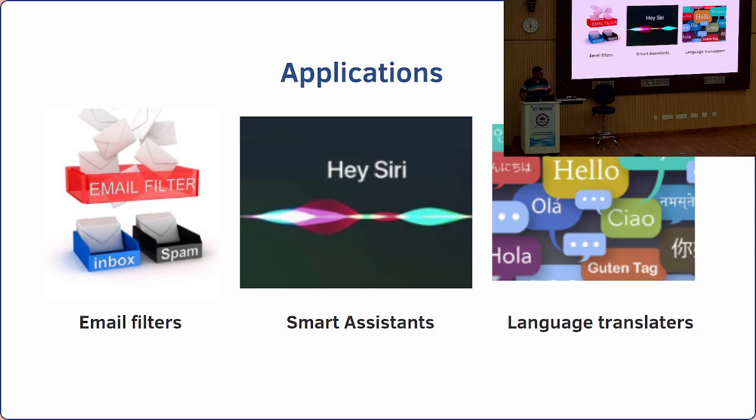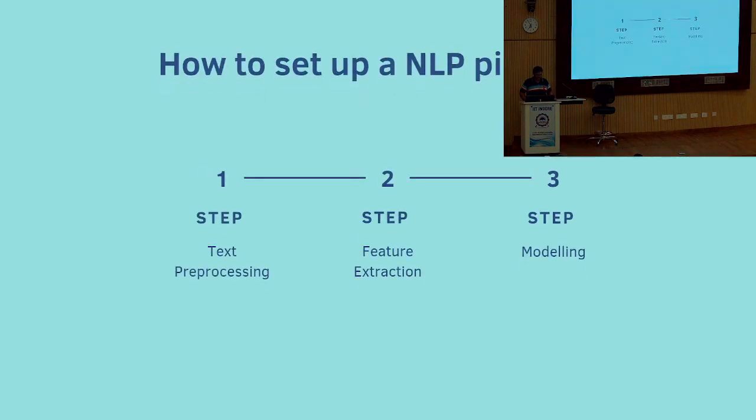And then we have Google Translate or language translators which know both the languages and are able to map one language into another. So now let us look at how they are able to do these things. For making any model, we first have to set up its pipeline. A pipeline is basically the workflow.